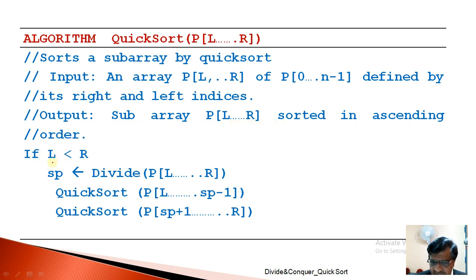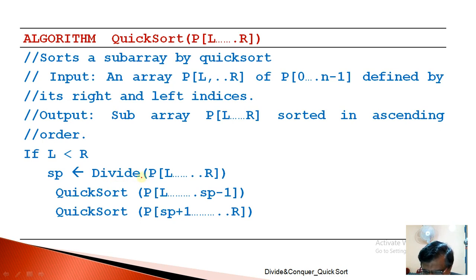Okay, as long as the left index or left extremity is lesser than the right extremity in terms of the positional value, the left extremity will always be lesser than the right extremity. Then we will call another algorithm called divide, which takes the subarray as the input and returns the position where the split has happened. So in every iteration of the quicksort algorithm, there is a need to press another algorithm into service.